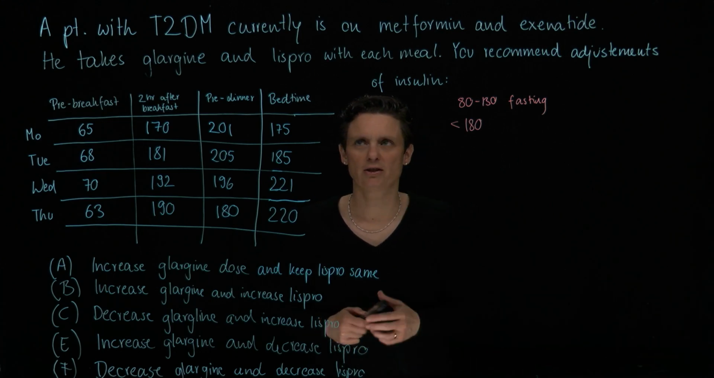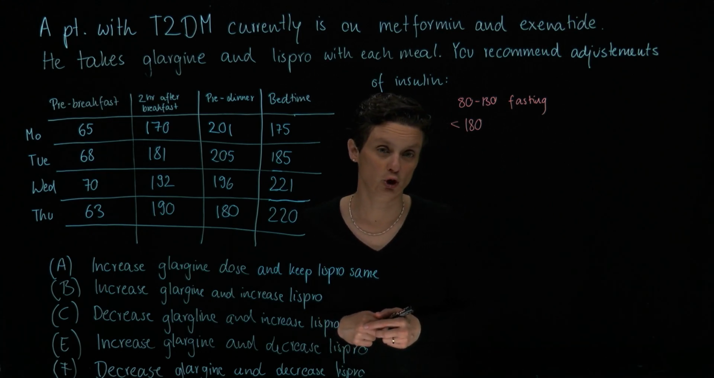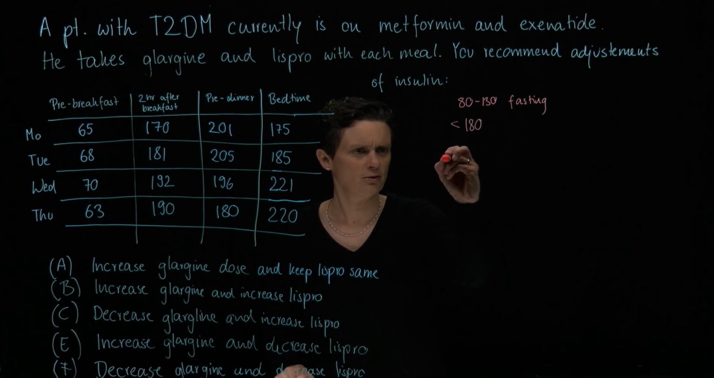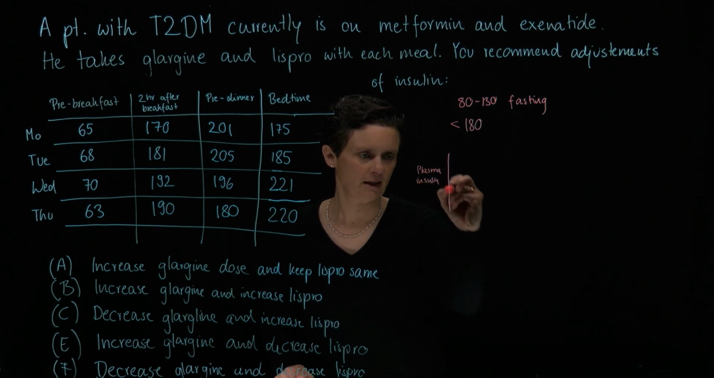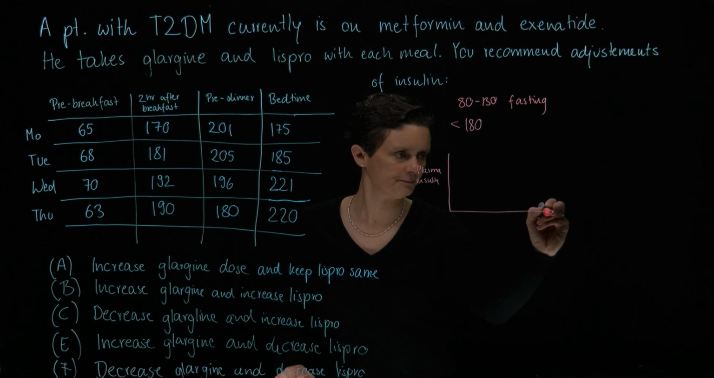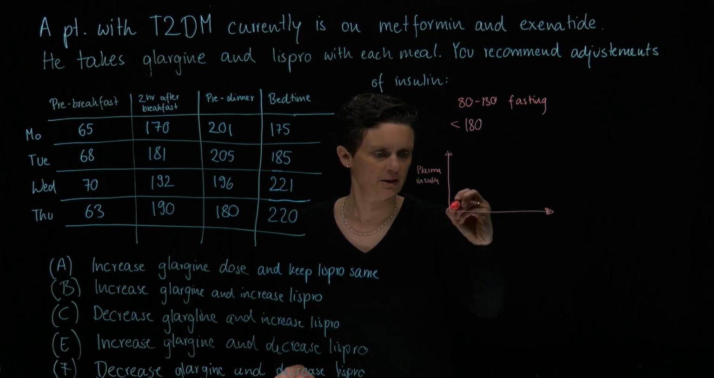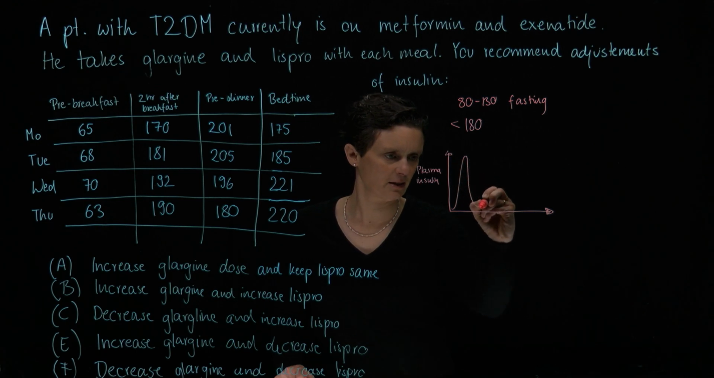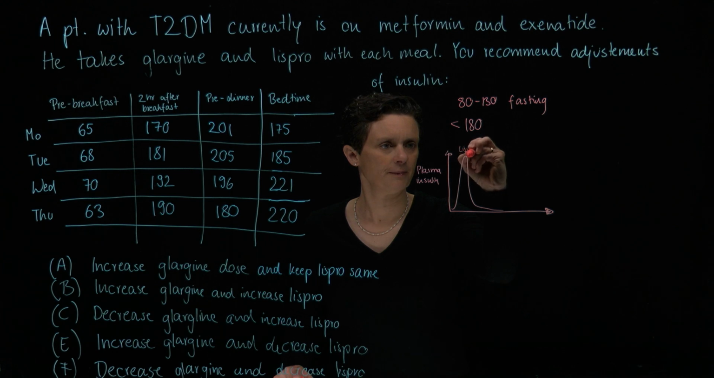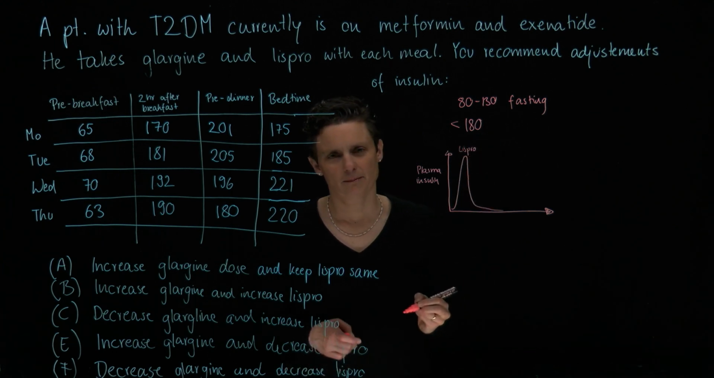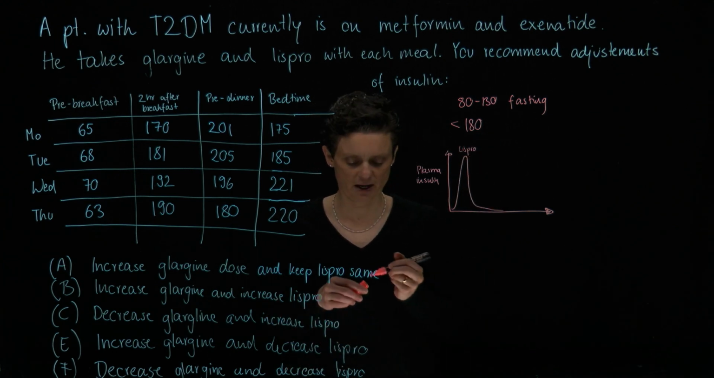The patient is on lispro. This is a short-acting insulin that looks something like this, if we have plasma insulin levels here and a timeline. This is rapid acting, with a rapid onset and also a rapid offset. So this would be lispro, a quick peak, but also a quick duration of action.